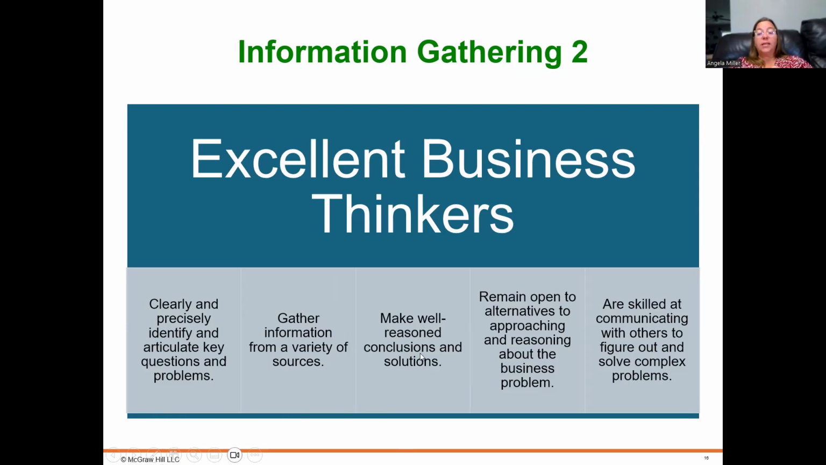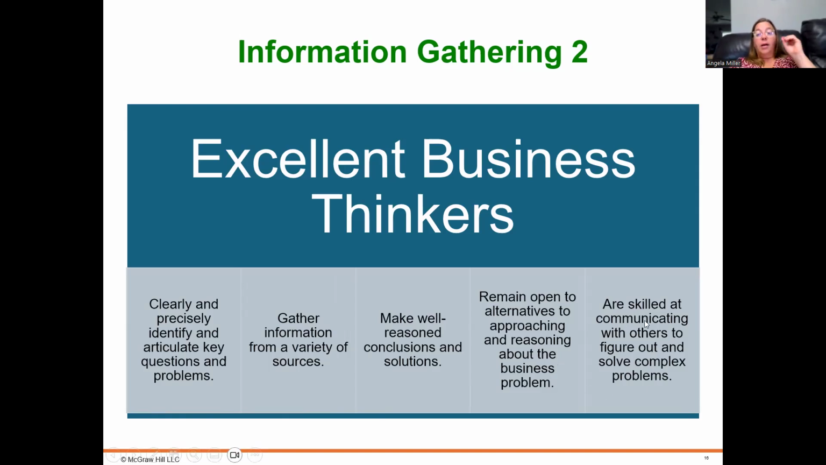Make well reasoned conclusions and solutions. So, you have to really justify why you came to the solution or the conclusion that you did. Remain open to alternatives. There is always more than one approach to a problem. There's more than one way to solve a problem in most cases. And so being open to those different ideas, those different reasonings, is going to help give you a broader selection of ways to solve the problem, which is in turn going to give you better problem solving abilities.